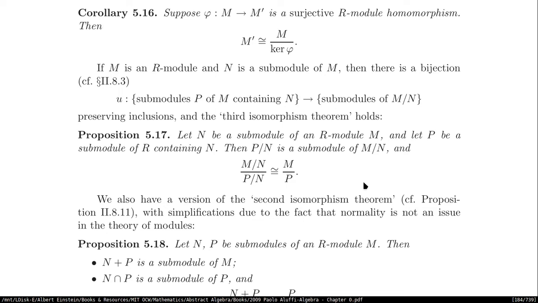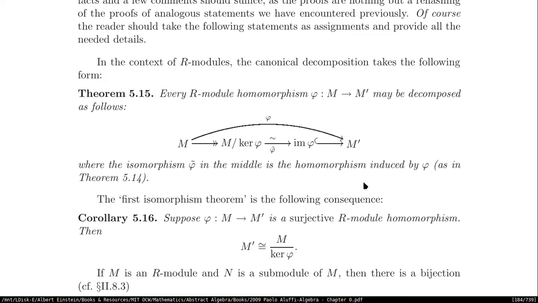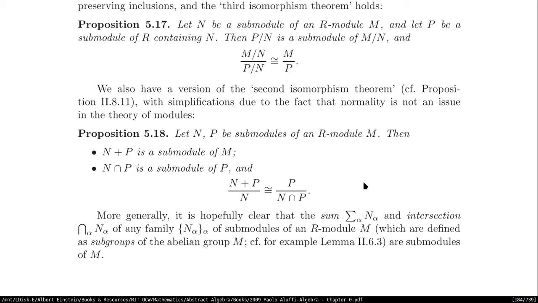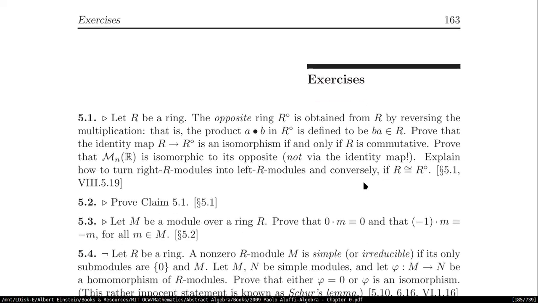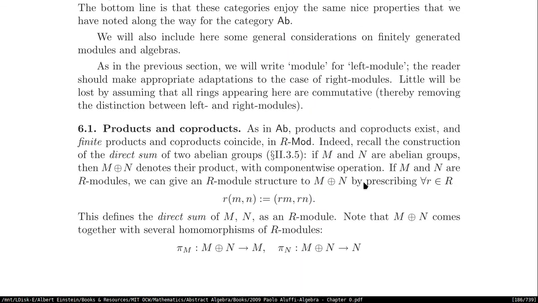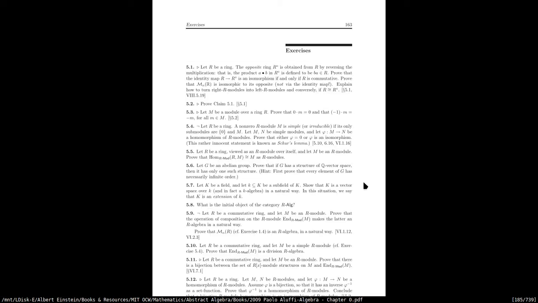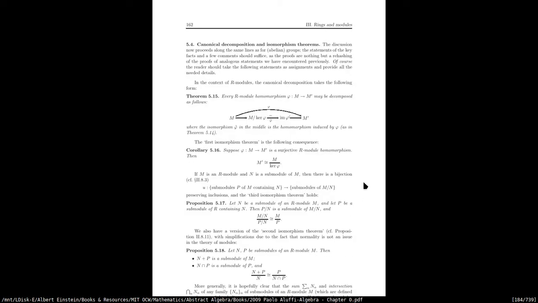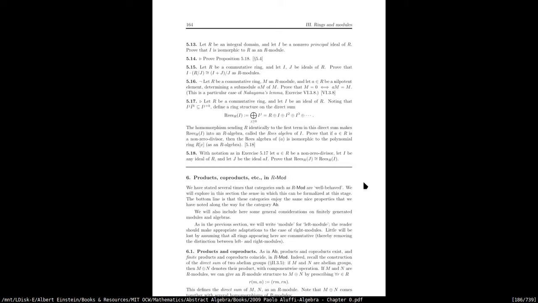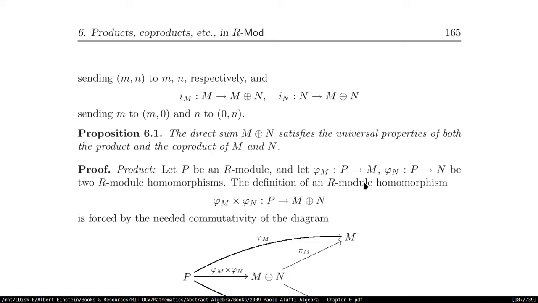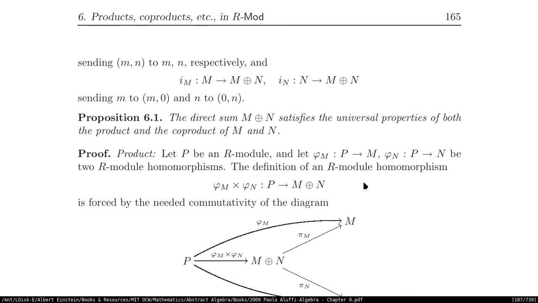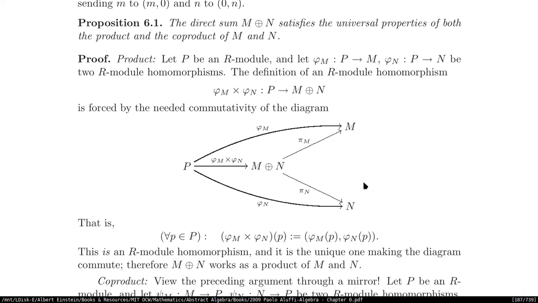Yeah, this is for the isomorphism theorem, sorry. This is the third. The first, okay, first, second, third. I don't see proofs there. Are those in the exercises? Yeah, these are exercises. Okay. Yeah, this is how we did co-products and stuff. If Hungerford had put pictures like that one, it would have been very helpful.